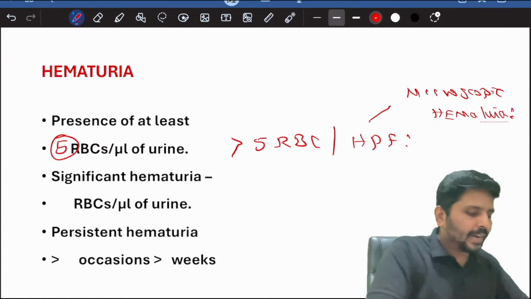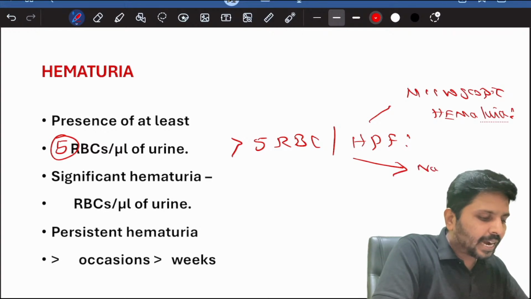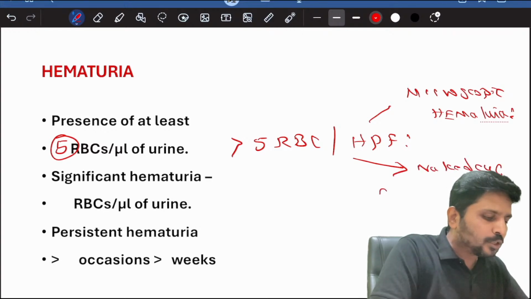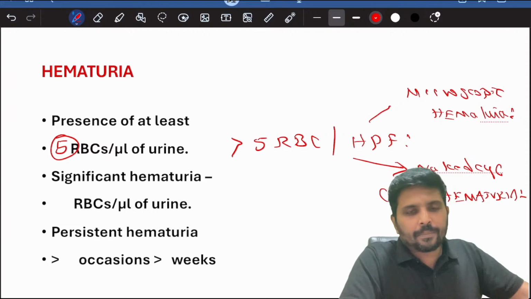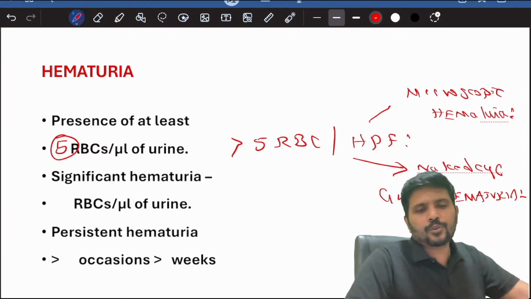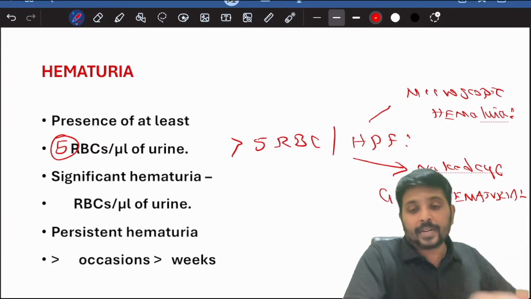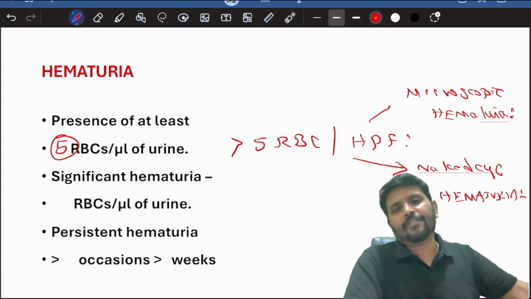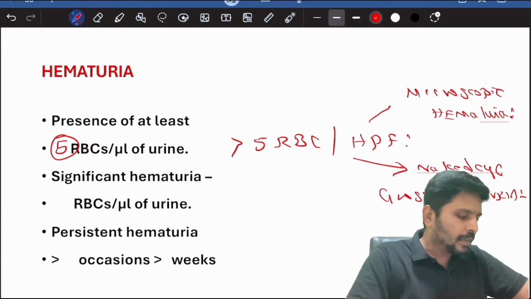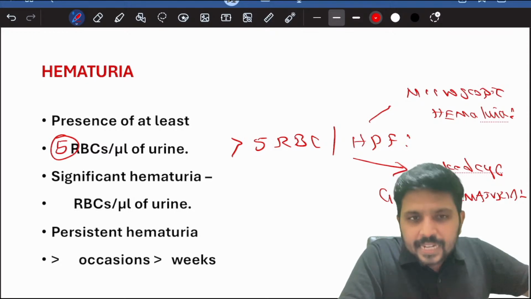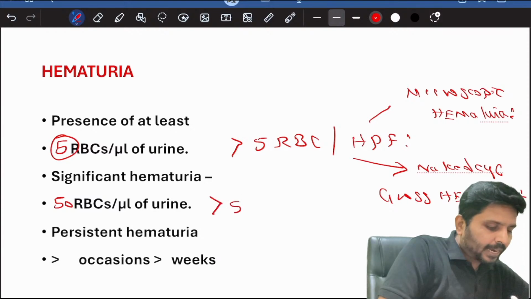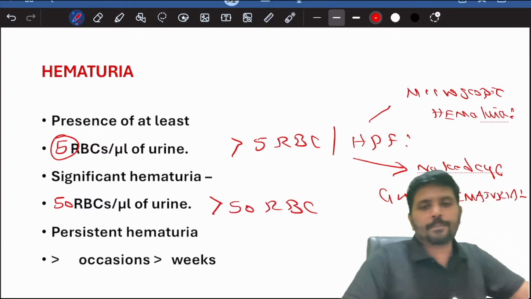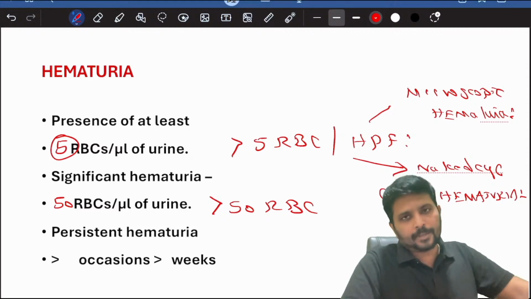Microscopic hematuria means you can see it only in smear microscopy, whereas when it is visible to the naked eye, it is called gross hematuria. So microscopic hematuria can be seen only under the microscope, whereas gross hematuria is visible to the naked eye. But anyhow, you need to have more than 5 RBCs per high power field. What do you mean by significant hematuria? It means more than 50 RBCs per high power field.